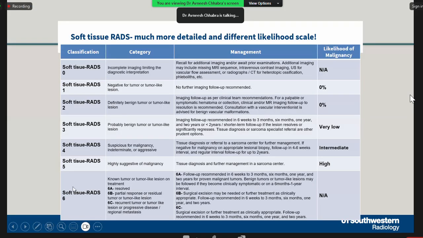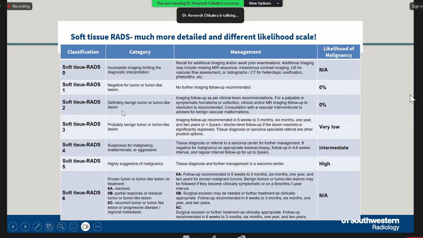And then this is how the scale looks, very much like you saw ST-RADS, but here it's much more refined, meaning we have defined these tumors as tumor or tumor-like lesions. Tumor-like lesions are your ganglions, etc., all of that. So we have definitions of that. And then these management recommendations are more expanded.